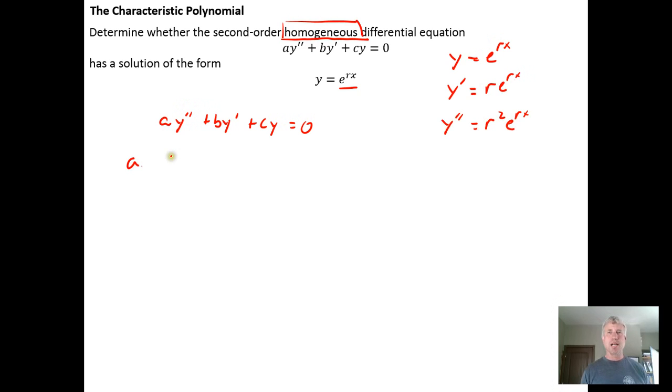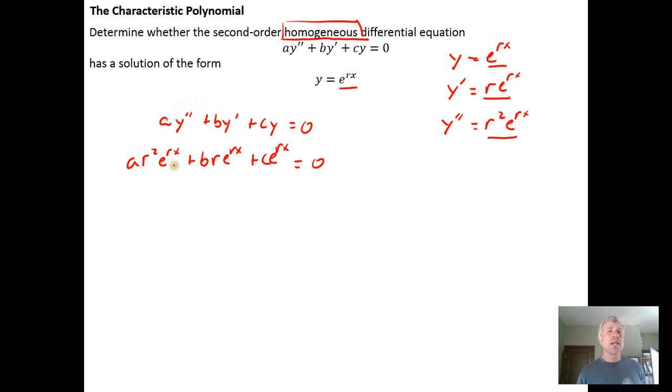So we get a times y double prime, but y double prime would be r squared e to the rx, plus b times y prime, but y prime would just be r e to the rx, plus c times y, but we're guessing that y has the form e to the rx, and this would need to equal 0.